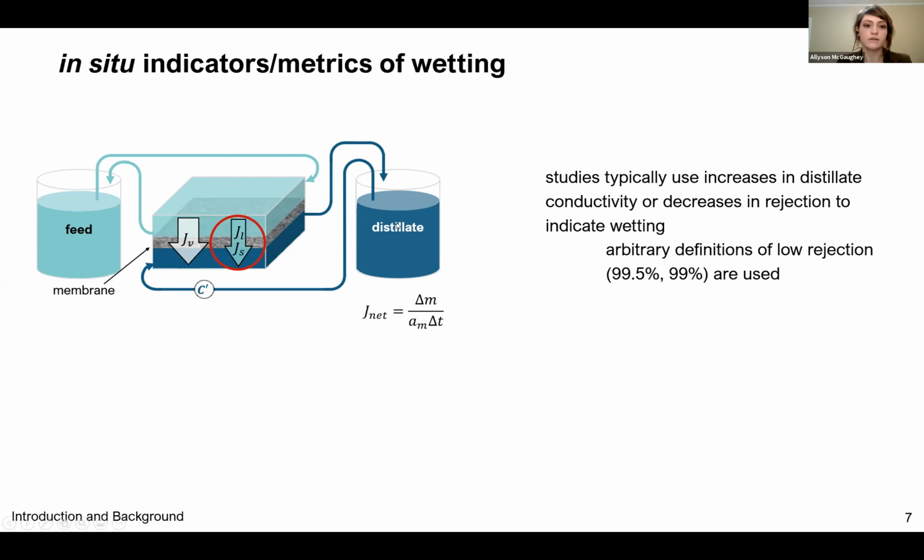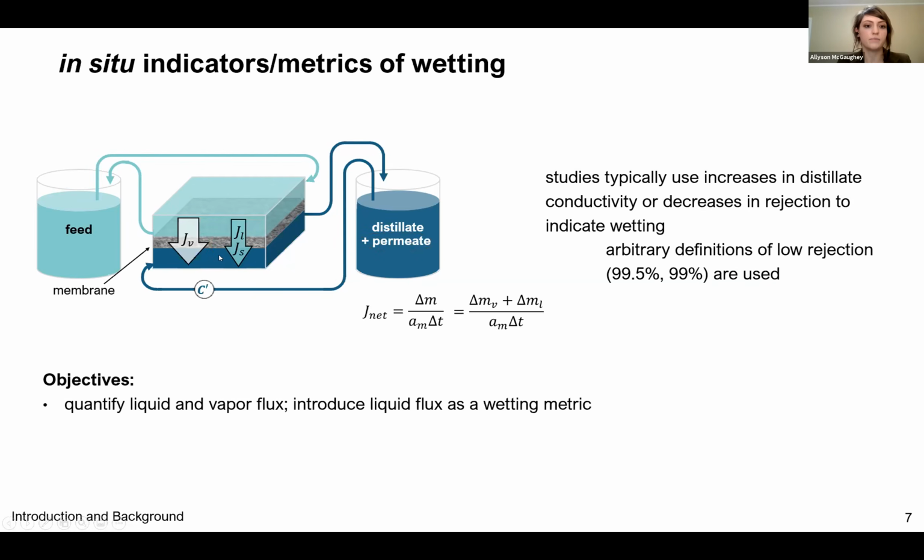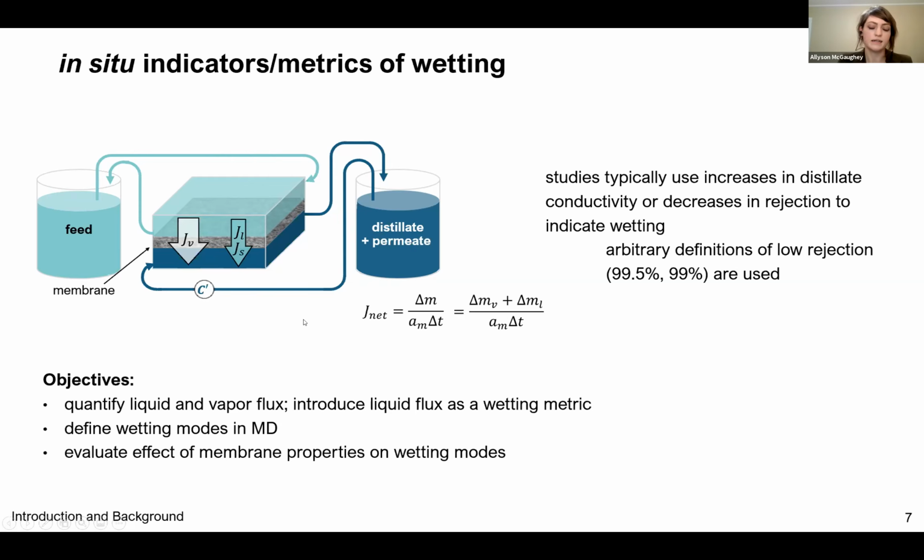But when we have liquid flux, we not only have condensed vapor, distillate, accumulating, but also liquid permeate accumulating in our product water. So for that reason, I'll refer to this as the distillate permeate stream for short, just to acknowledge that. And of course, in that case, net flux depends on both the condensed vapor and the permeate passing the membrane. So the objectives of this study were to quantify both liquid flux and vapor flux during MD and introduce liquid flux as an in situ wetting metric, to define modes of wetting in MD and to look at the effect of membrane properties on those modes, and to evaluate trade-offs between liquid and vapor flux.